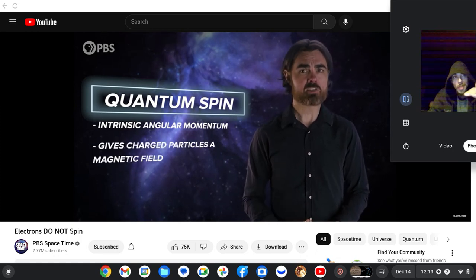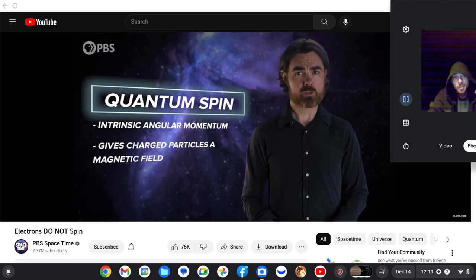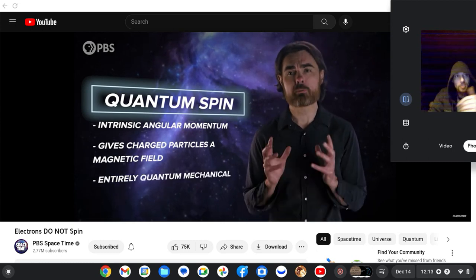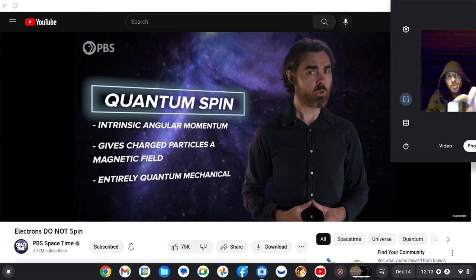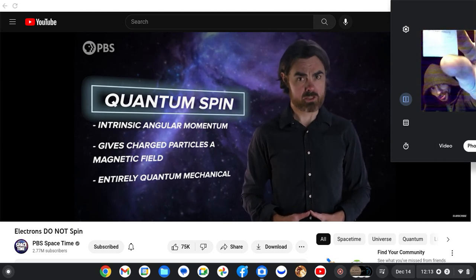And it also gives electrons a magnetic field. An electron's spin is an entirely quantum mechanical property. It has all the weirdness you'd expect from the weirdest of theories.